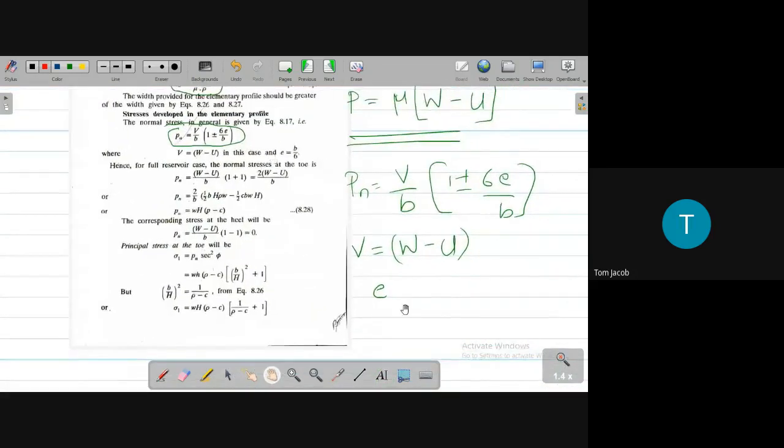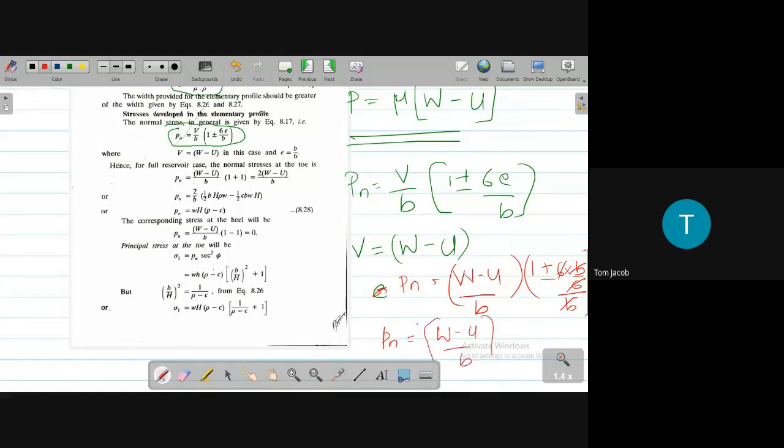In this equation, we have Pn is equal to (W minus U) by B multiplied by 1 plus or minus 6e by B, where e is B by 6, divided by B. So the 6 and 6 get cancelled out, and B also gets cancelled out. So Pn is equal to (W minus U) by B multiplied by 1 plus or minus 1.